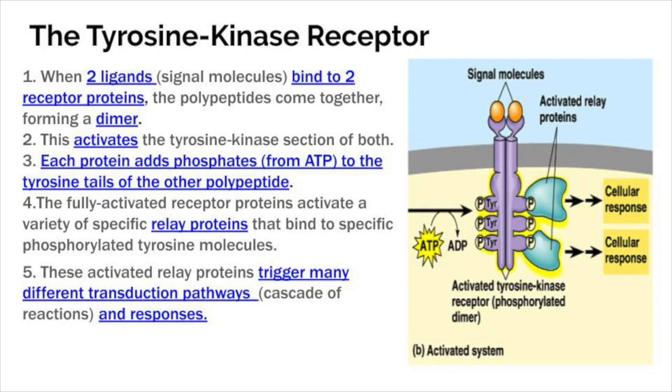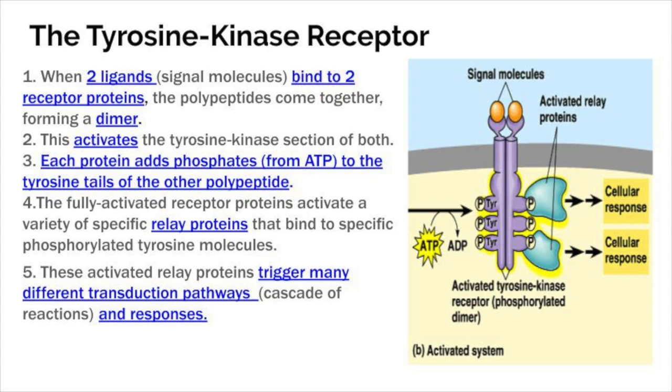The next receptor we're going to be talking about is the tyrosine kinase receptor. This involves 2 ligands binding to 2 receptor proteins. When the 2 ligands bind to the 2 receptor proteins, these polypeptides come together, forming a dimer. The dimer is represented by the purple in the diagram. This activates the tyrosine kinase section of both.